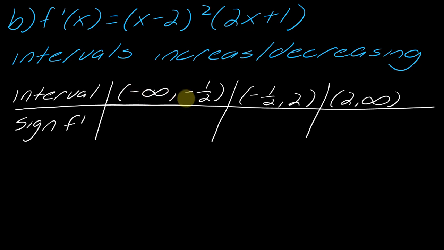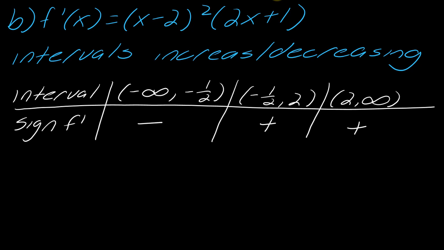So if I choose something, let's say like -1, this will end up being positive, and this will end up being negative, so this will be negative. If I choose something in between -1/2 and 2, maybe something like 0, this will always end up being positive because we're squaring it, and then this will be positive, so this will all be positive. And finally, if I choose something like 5, this will still end up being positive, and then this will end up being positive.